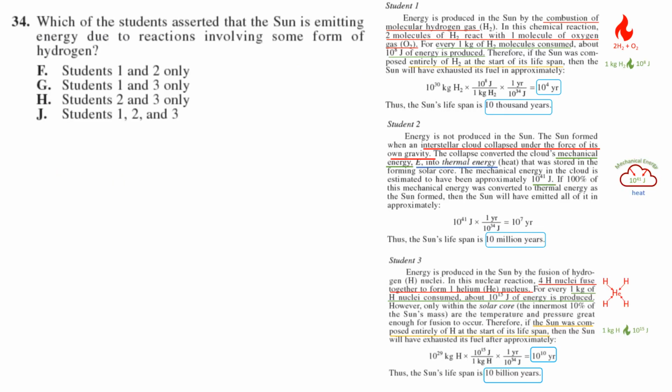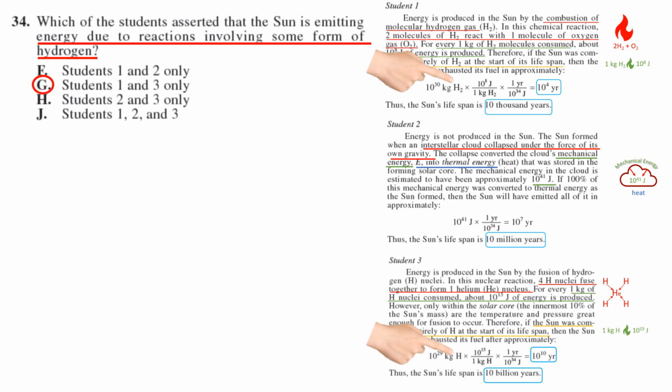Number 34, which the students asserted that the sun is emitting energy due to reactions involving some form of hydrogen. We definitely see that in student 1 and student 3. Student 2 is all about a cloud collapsing, so our answer is G.